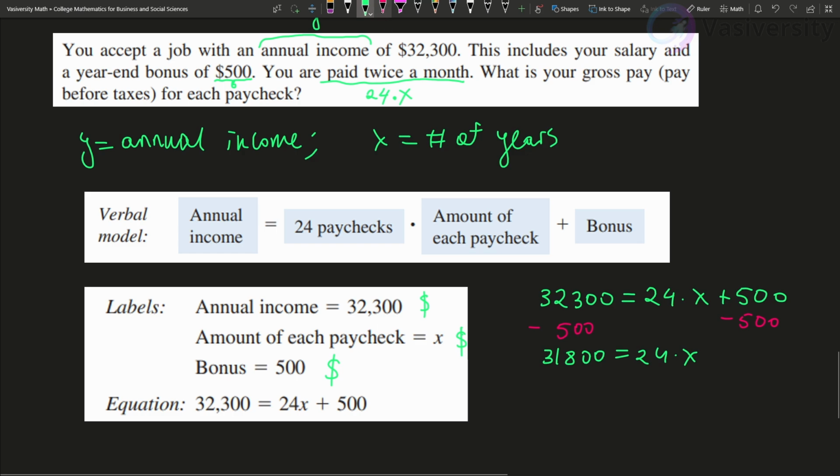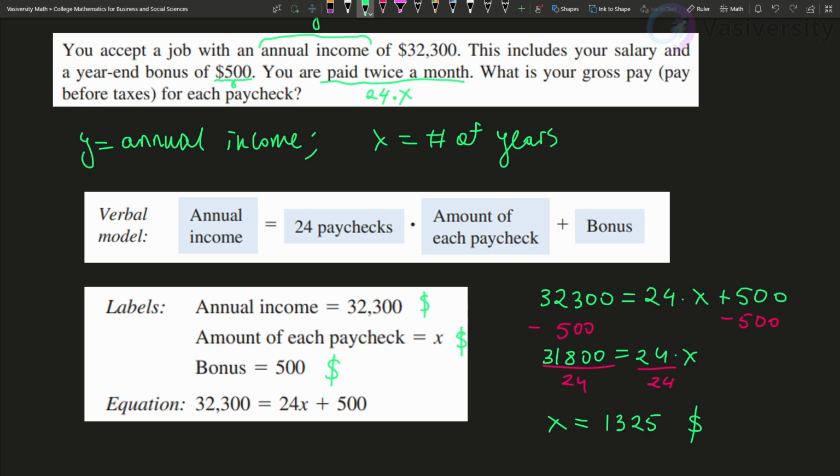Then we divide both sides by 24 to isolate X, and let's flip it. So X is equal to 31,800 divided by 24, which gives us $1,325 before taxes. Perfect. So that's how we would use verbal modeling first, then describe each term that we need to use, and then transfer it into the equation.